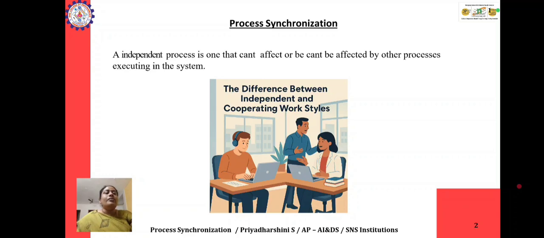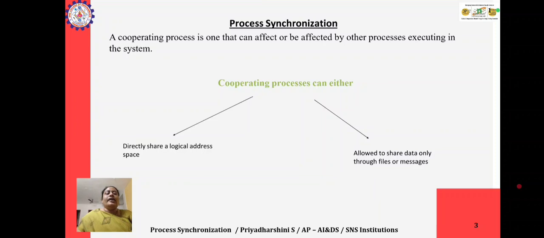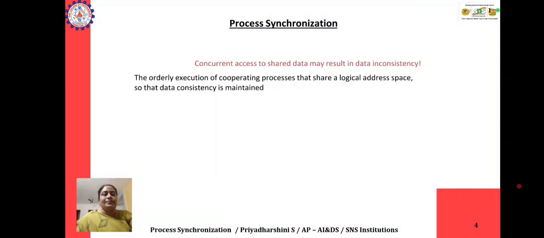An independent process is a process that cannot affect, or be affected by, other processes executing in the system. The other type, as we discussed earlier, is the cooperating process. A cooperating process is one that can affect or be affected by other processes executing in the system. Cooperating processes can either directly share a logical address space, or share data only through files or messages, such as a shared file or a database.